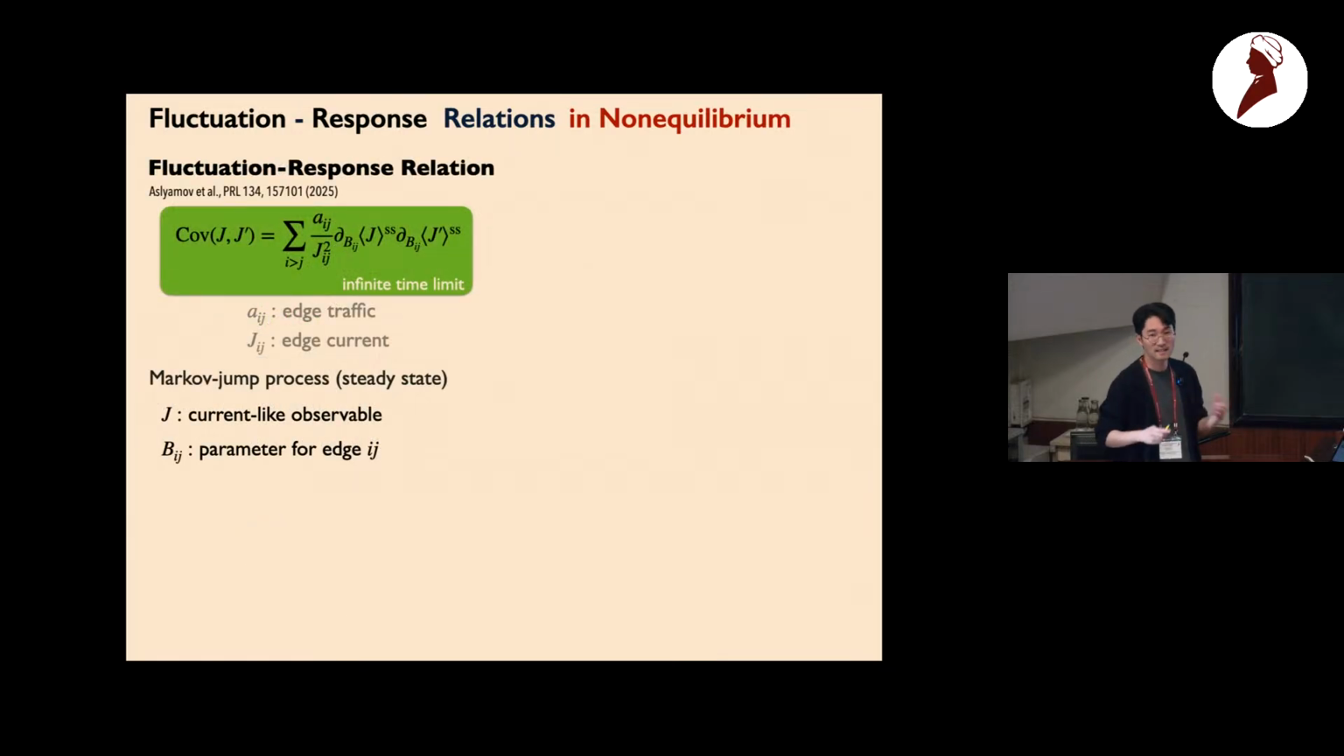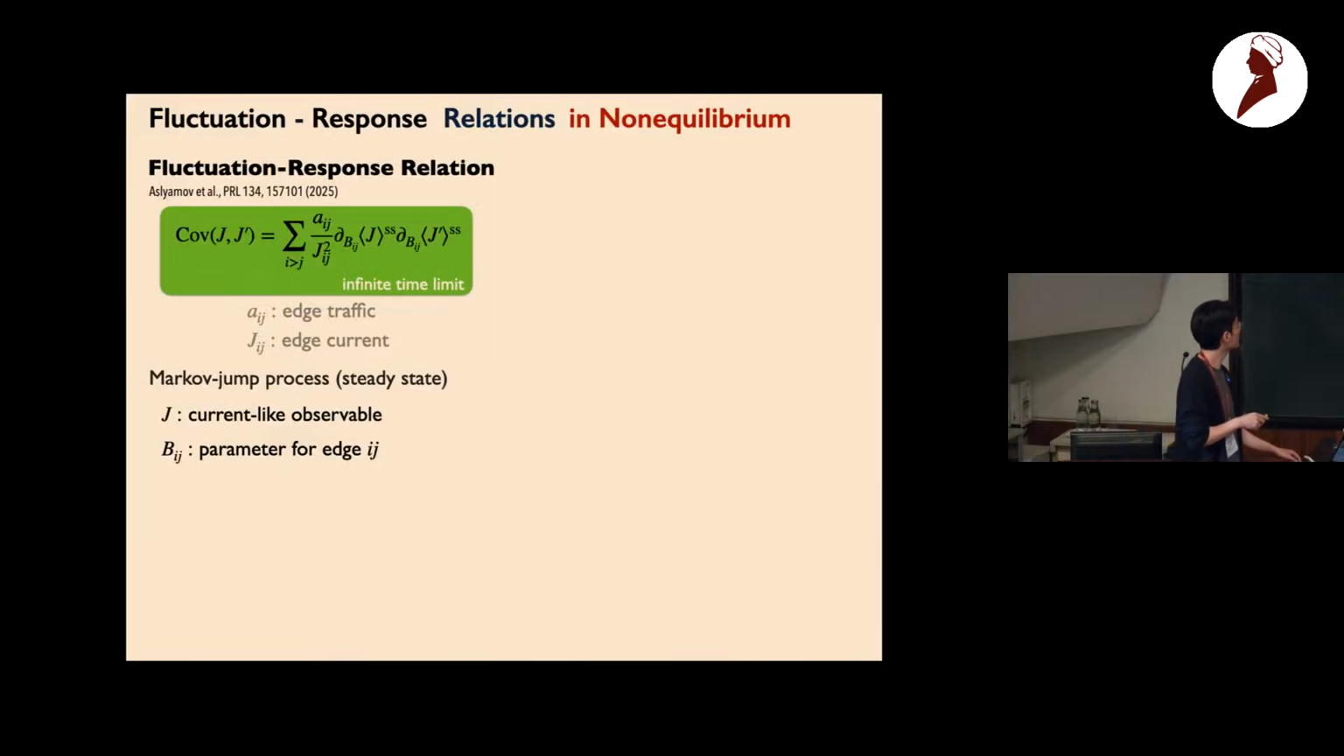Okay, in this context, one important relation was found this year. This relation is called the fluctuation response relation. It looks like this. They considered a Markov jump process in the steady state. Here, J and J prime denote current-like observables. And here, Bij is a perturbation parameter for edge ij. Here, i and j are indices for states i and j, respectively.